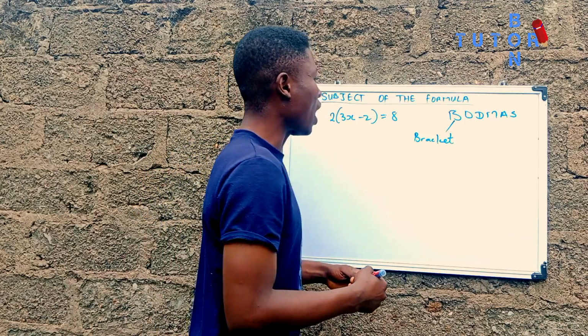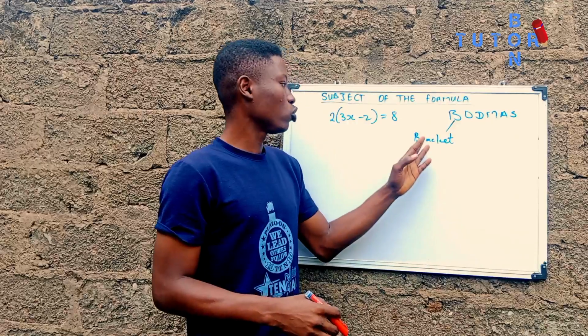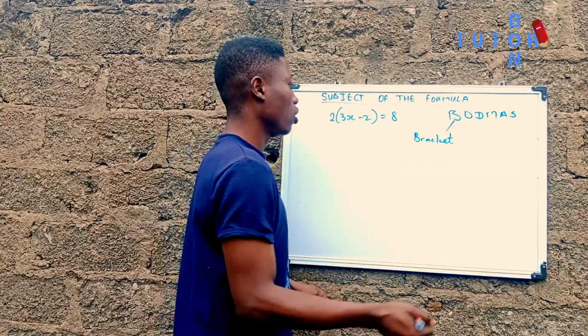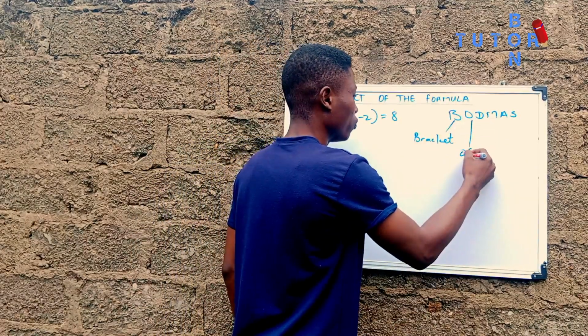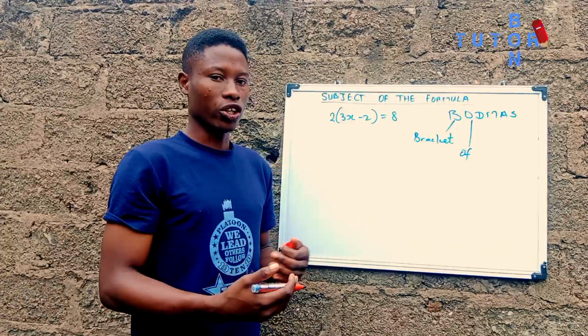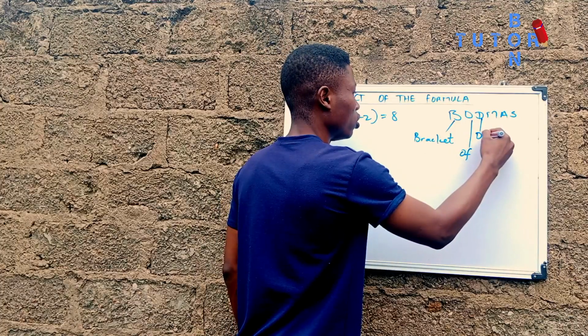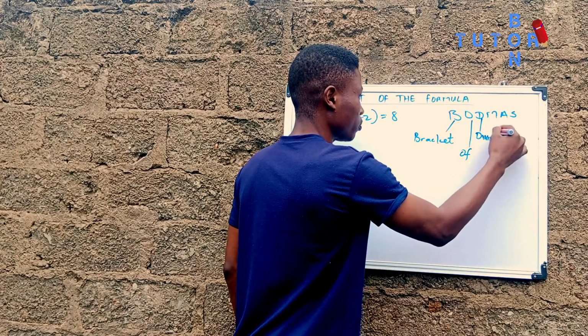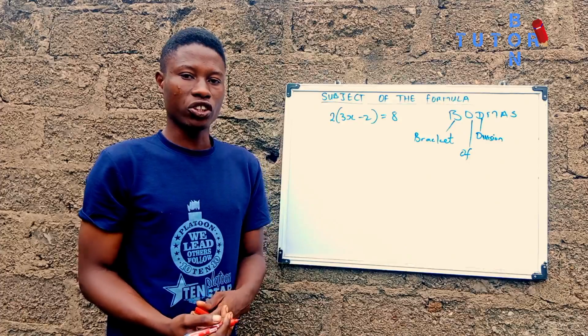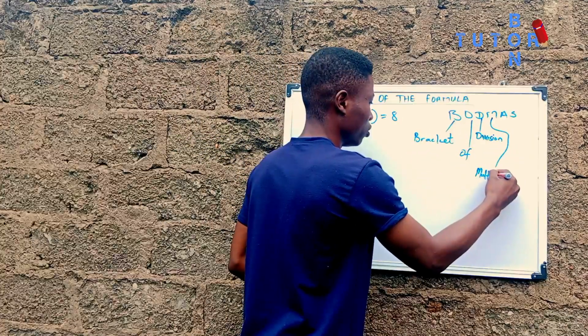So, whenever you have an equation that contains all this, you have to treat the bracket first, followed by of, in case you have any of in your equation or your question. Then, followed by your division. You have to treat the division next, followed by your multiplication.